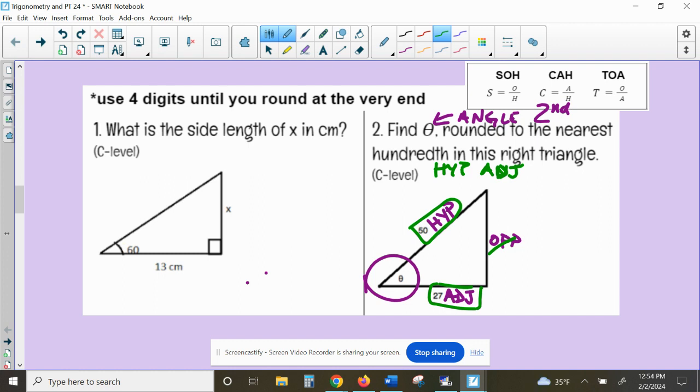Now remember, you have your little cheat code at the bottom of your thing, your SOHCAHTOA at the bottom of your foldable. So who are we going to use if we have hypotenuse and adjacent? Cosine. So winner, chicken dinner, right? Okay, so we will be using cosine.